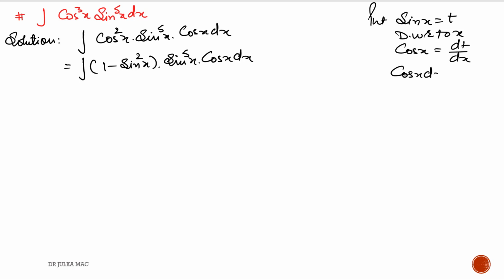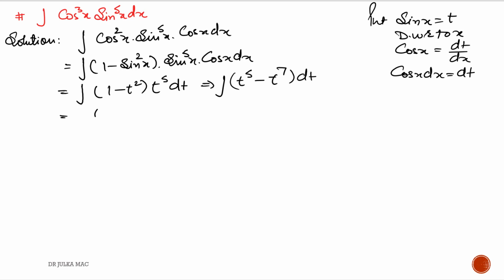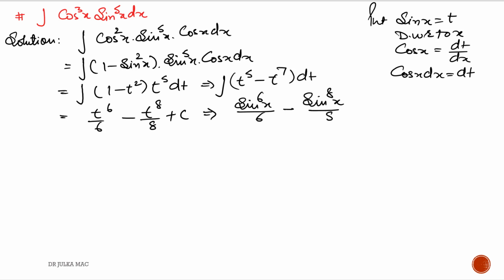Replace cos x dx by dt and sin x by t, and after expanding we get t raised to the power 5 minus t raised to the power 7 dt. Integration is t to the power 6 upon 6 minus t to the power 8 upon 8 plus c, and replace t by sin x and we'll get sin to the power 6 x upon 6 minus sin raised to the power 8 x upon 8 plus c.